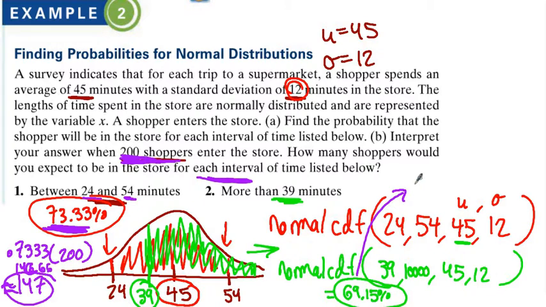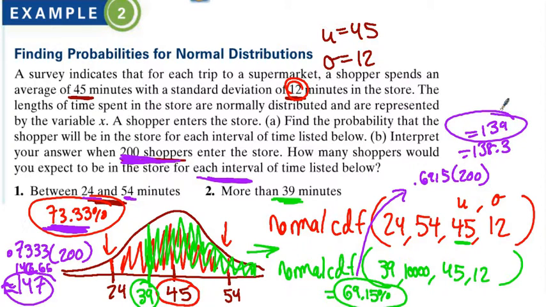And then right here, 69% of 200 is going to be 138.3. So let's round to 139. It really doesn't matter, you could round to 138 also. But out of 200 shoppers, we would expect 139 of them to be more than 39 minutes. So that's how we can apply that to a real life scenario.